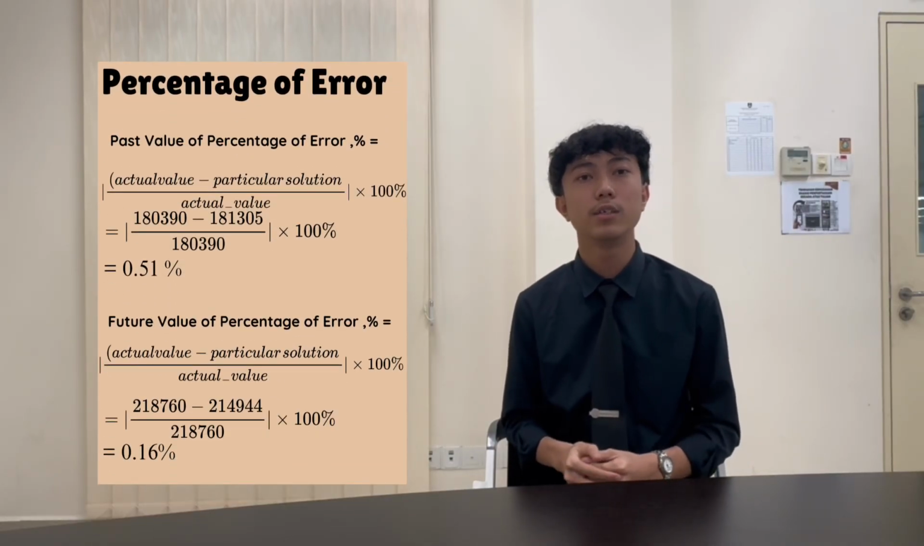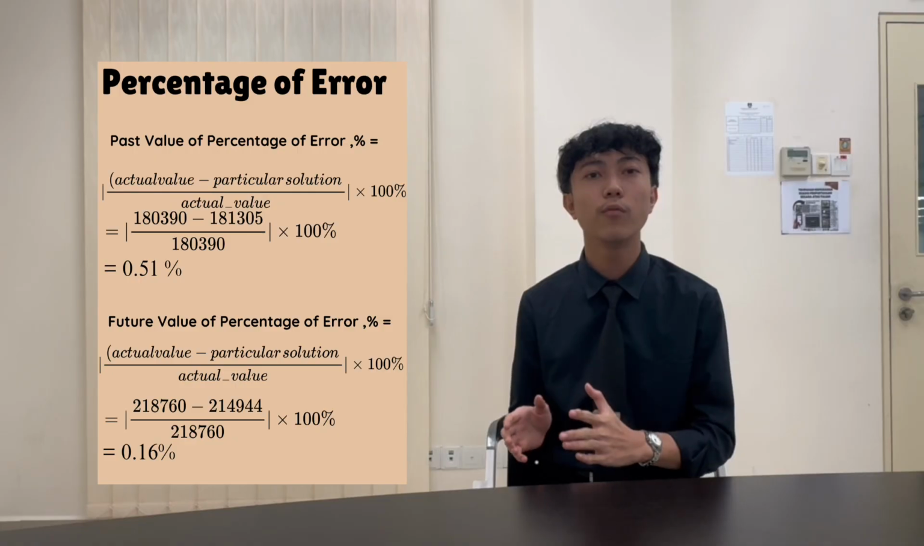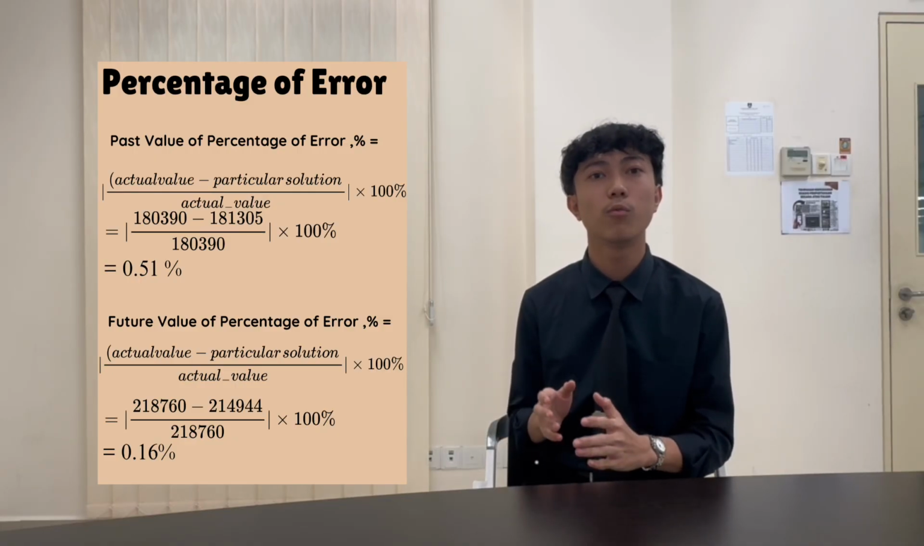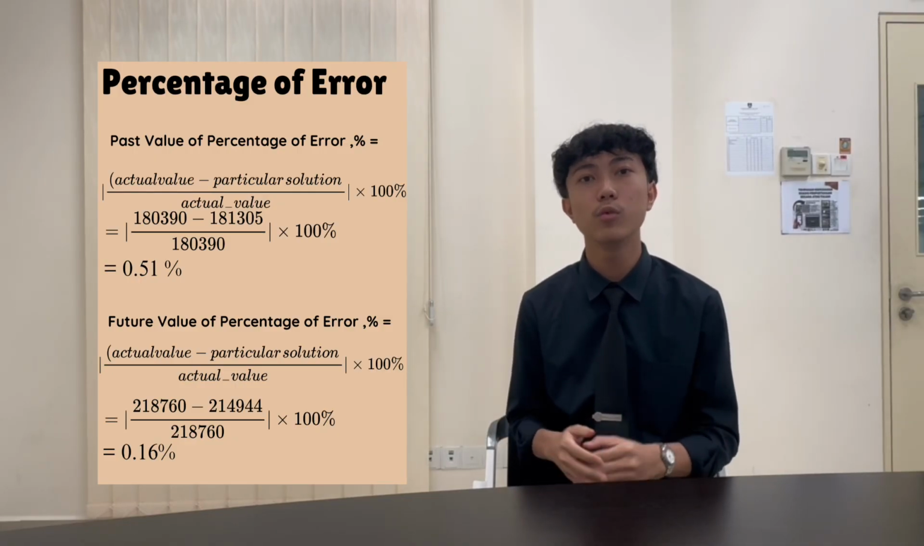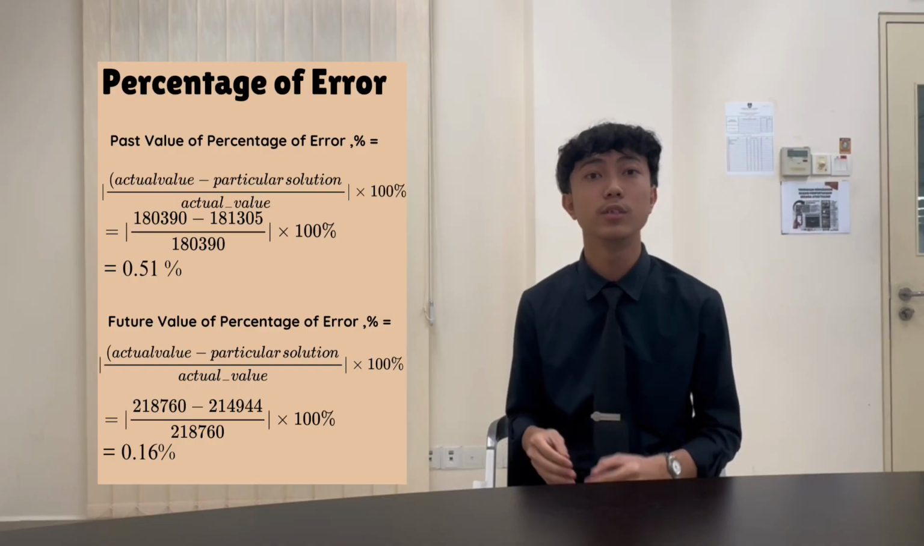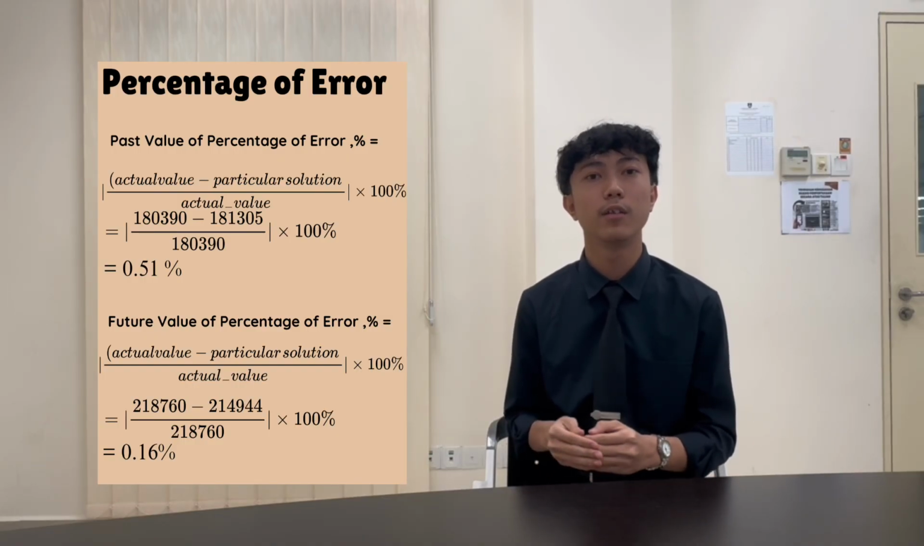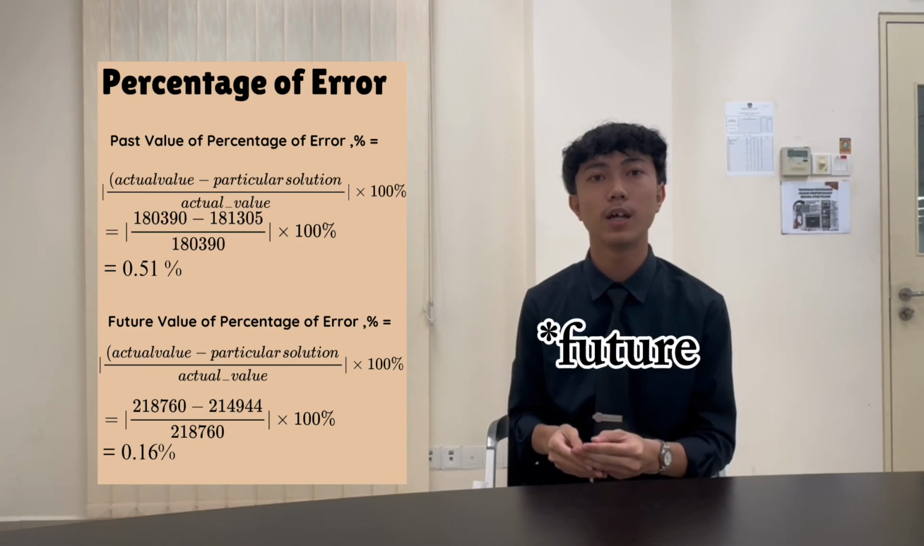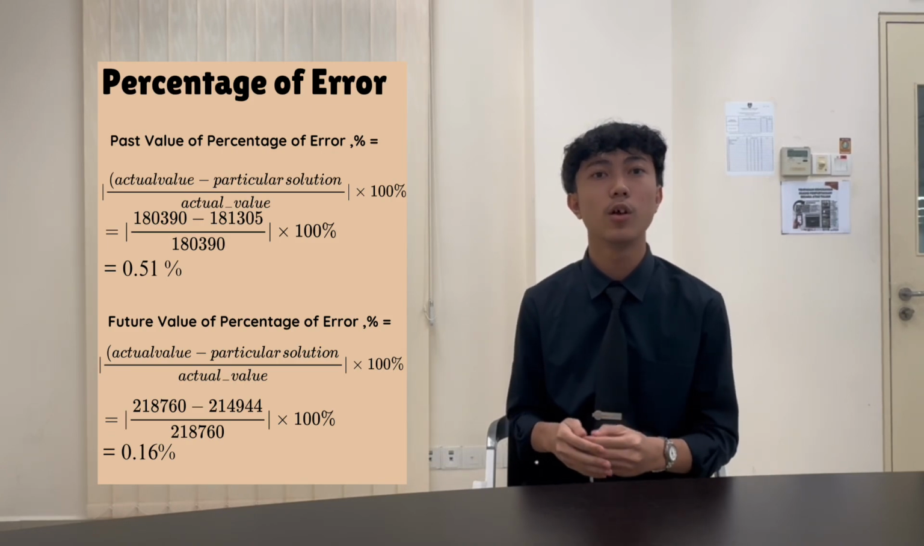After doing that, at the end of data analysis, we find the percentage of error to find out the difference between the actual value of the population and the value we got using the formula. We use the formula of percentage of error, that is actual value minus particular solution over actual value times 100. For the past value, we got the percentage of error which is 0.51%. And for the future value, we got the percentage of error, which is 0.16.